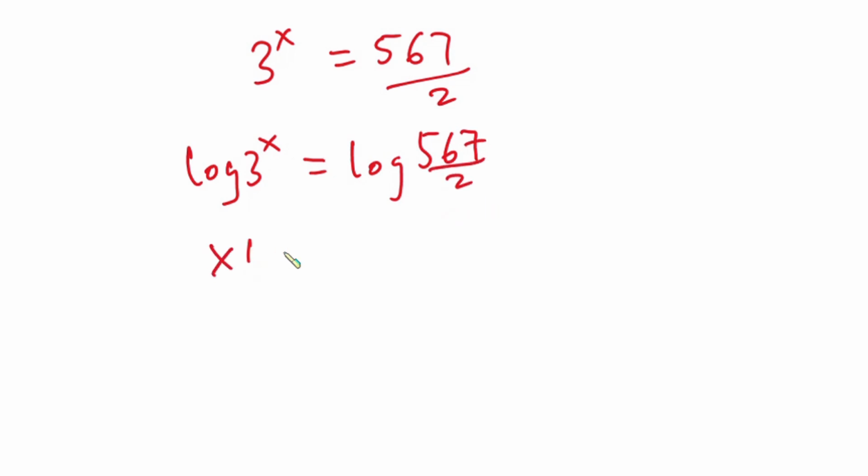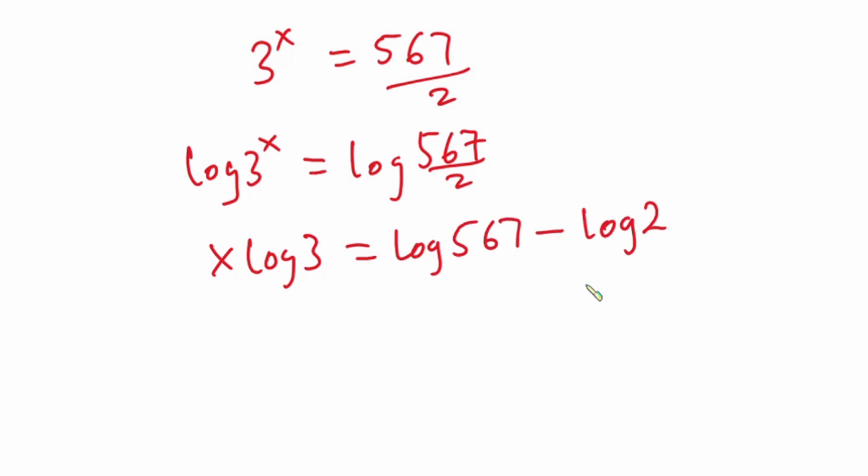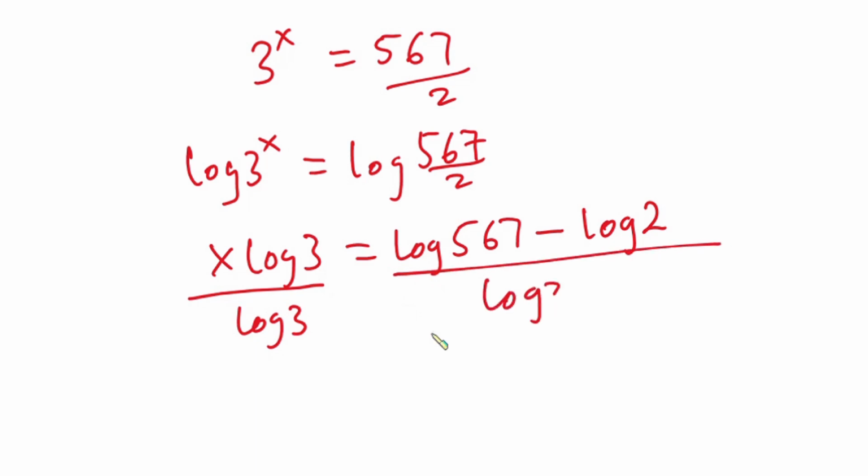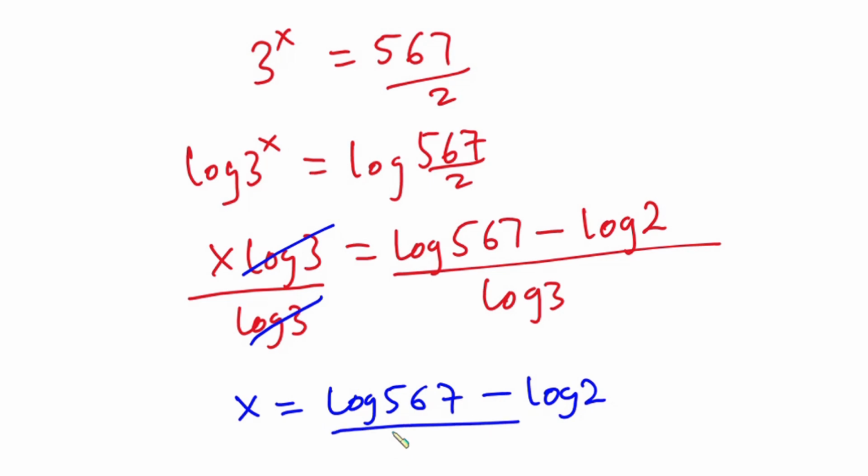So we have x log 3 is equal to, this is the same as log 567 minus log 2. Since we want to find the value of x, let's go ahead and divide each side of the equation by log 3, so that this one will cancel this. So we have x is equal to log 567 minus log 2 all divided by log 3.